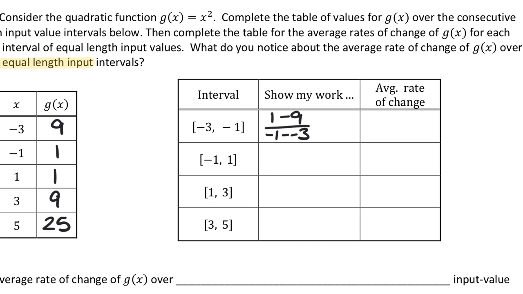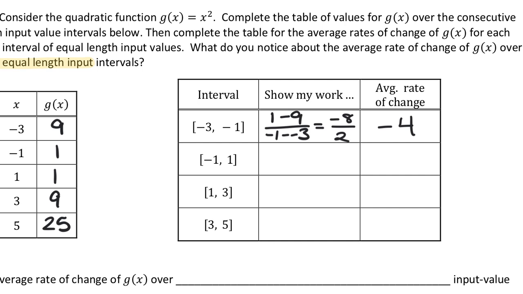If you can already change minus and minus to plus, that's fine. I'm writing it on purpose like this so nobody's confused. There are minuses in this formula. 1 minus 9 is -8. -1 minus -3, which is -1 plus 3, is 2, which means the average rate of change in this interval is -4.